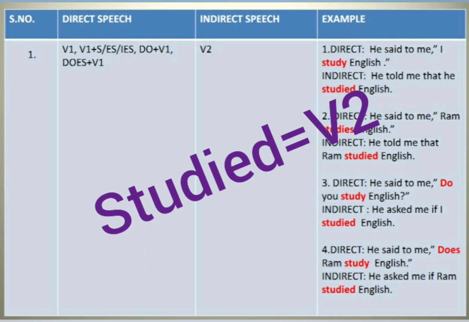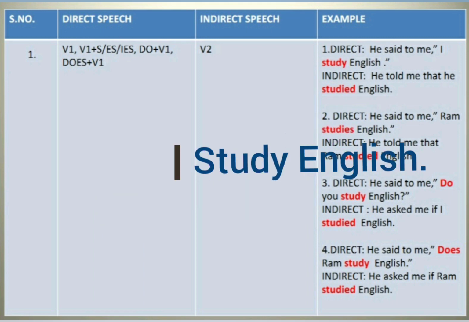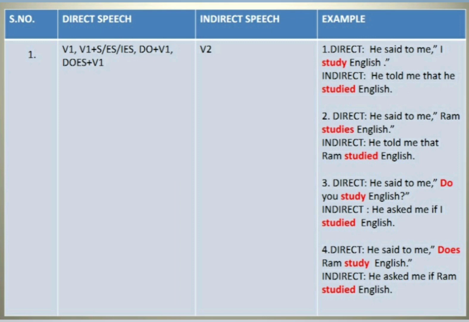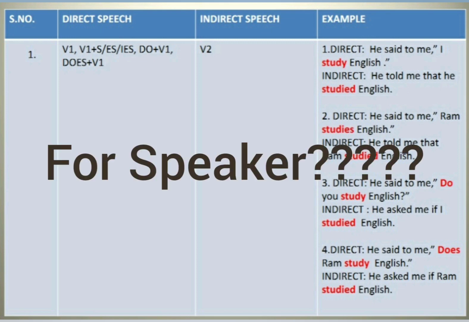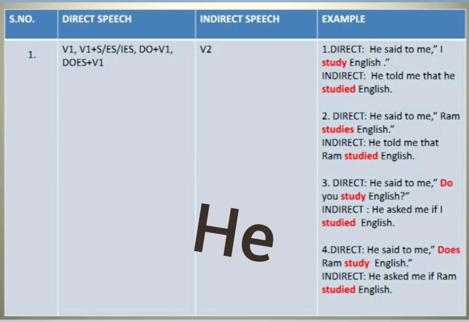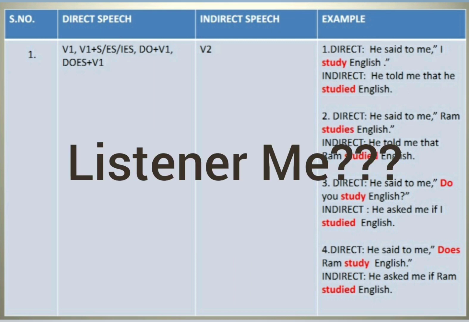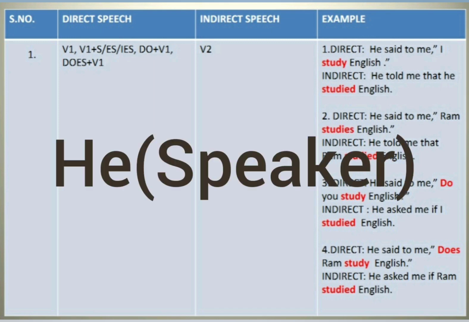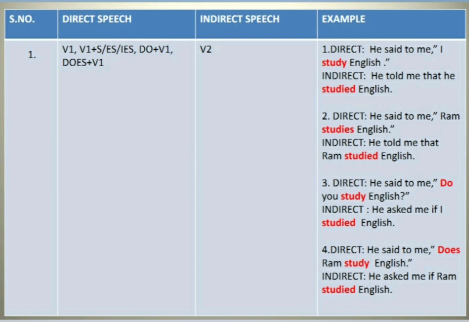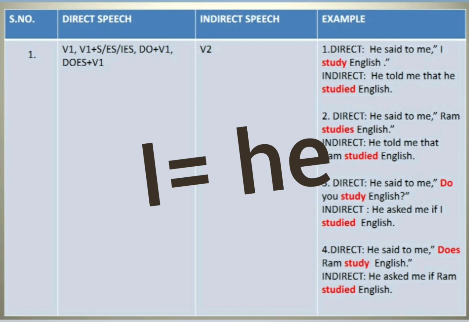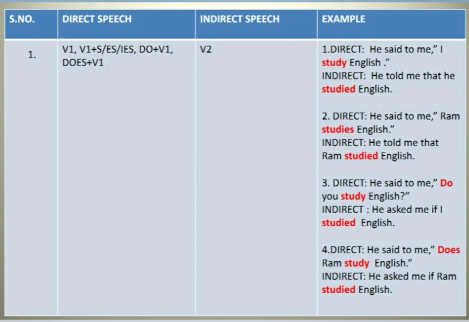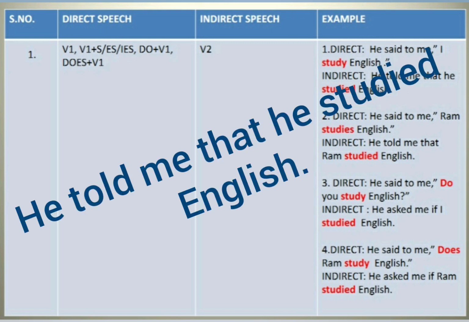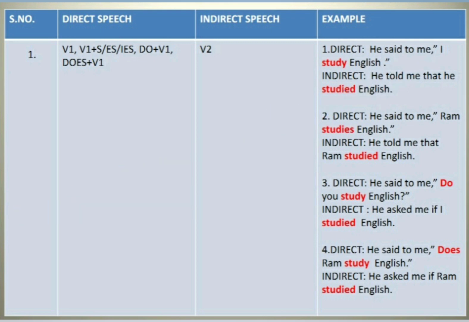In direct speech, I is used as a pronoun. So now you have to think whether I is used for the speaker, he, or for the listener, me. Do you know I is used for whom? Yes, I is used for he, who is speaking in reporting speech. And this is the only reason that I is converted into he when we convert direct speech into indirect speech. So finally, the indirect speech of the first example is, he told me that he studied English.